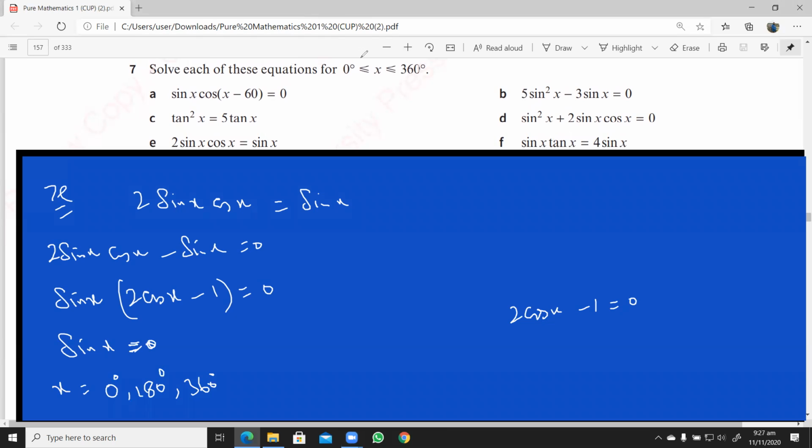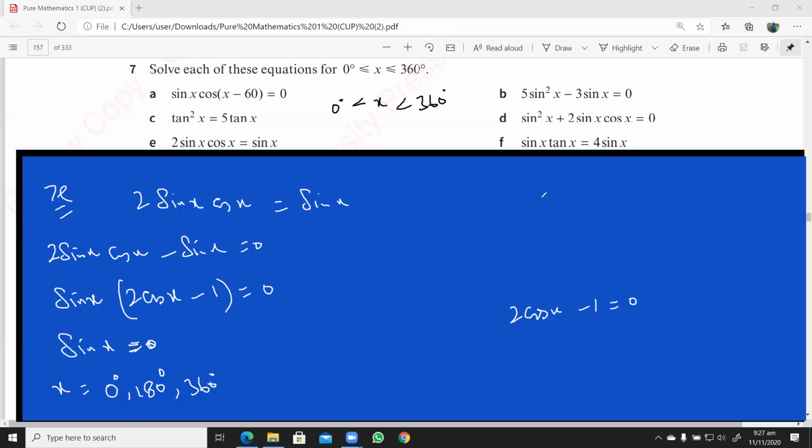Sometimes, bacho, you have it like this. You have x between 0 and 360, and you don't see the equal marks. And if you still include 0 and 360, the examiner can deduct 1 mark for giving extra values. So you must know whether 0 and 360 are inclusive or not. In this case, they are. So we have to keep 0, 180, and 360 degrees here.